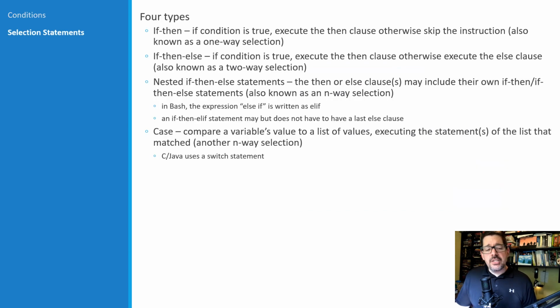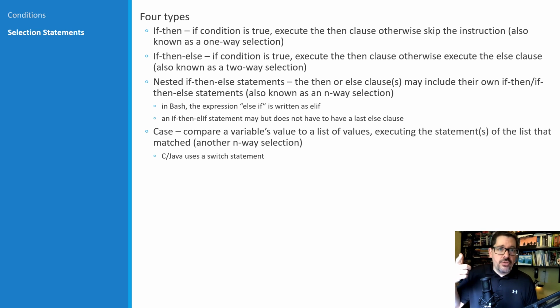All right, so for selection statements, there are 4 types. If then, so if a condition is true, execute the clause, otherwise skip the instruction, right? You can read these different ones. So you have if then else, and then a nested if then else, and then finally case statements. So those are the 4. So the most basic is if then.